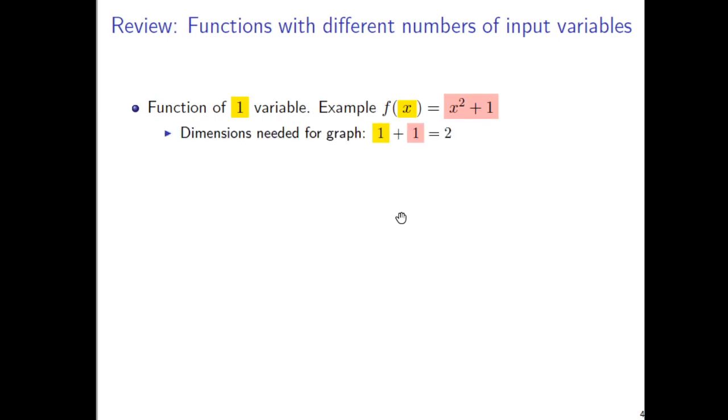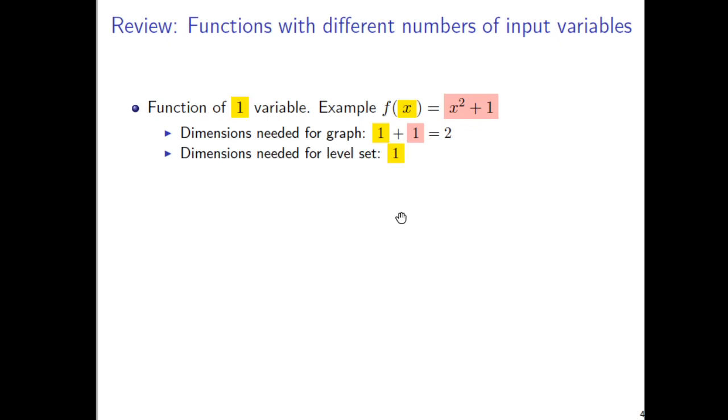The main thing introduced last time was functions with different numbers of input variables. We traditionally first learn about functions of one variable, for example, f of x equals x squared plus 1. And in order to graph, there's one input dimension, one output dimension, a total of 2 dimensions needed. So this is why a sheet of paper, which is naturally two-dimensional, because it's sort of infinitely flat, almost, works to graph something like this parabola, right?